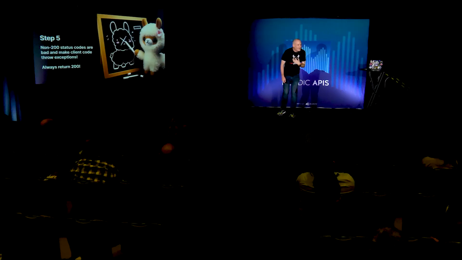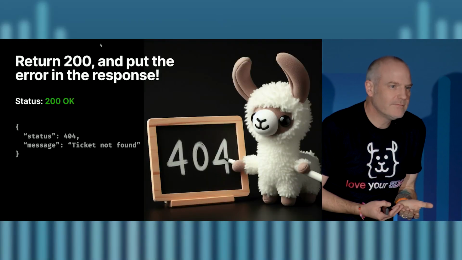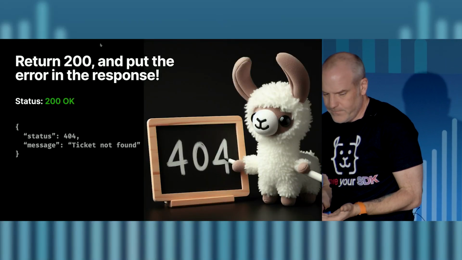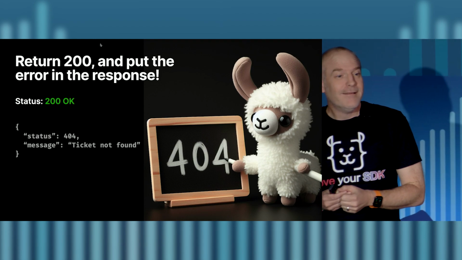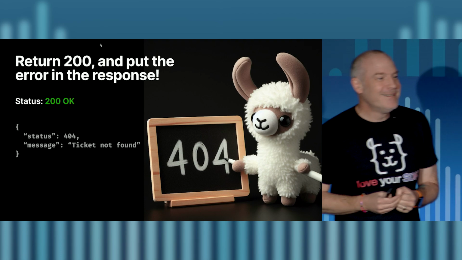I don't want that. So if my code returns a 200 status code every time, my client SDK is not going to crash, is it? Bugs fixed. There we go. So every time, I'm going to return a 200. Every single time. And of course, if there is an error, I do need to tell you, so I can put it in the body. Status 404, message ticket not found. Yes.